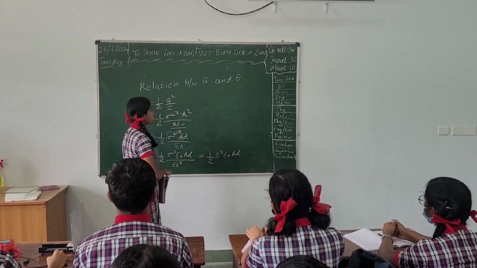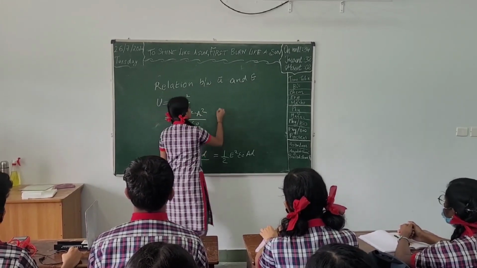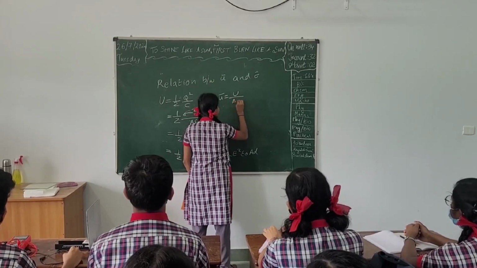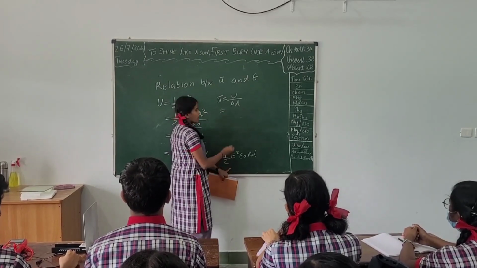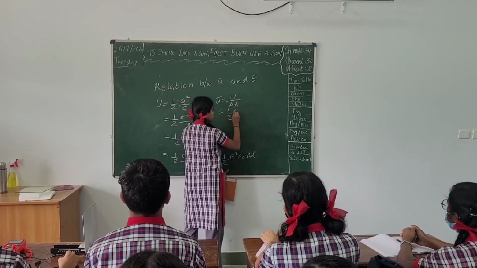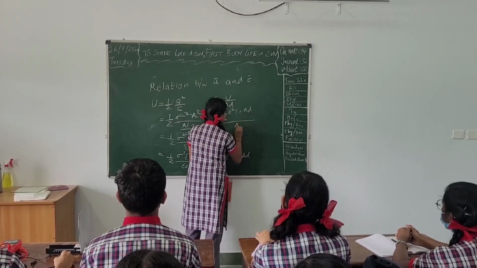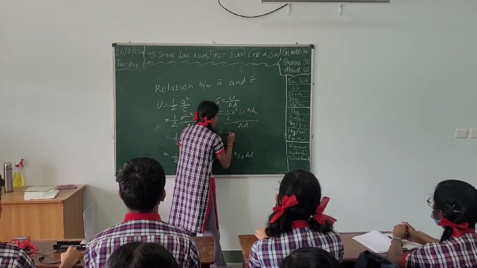We are asked to find the relation of energy per unit volume. Energy per unit volume is energy by AD. U is, can you please say, U is half E square epsilon 0 A D divided by A D. So the AD and AD will get cancelled. We get half epsilon 0 E square.